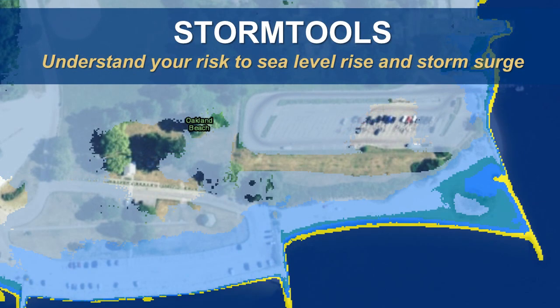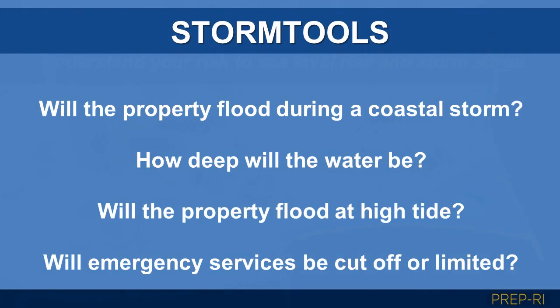Storm Tools is an online mapper that covers Rhode Island's 400 miles of coastline, illustrating coastal flooding from sea level rise scenarios, as well as sea level rise combined with different types of coastal storm events. These maps help us understand risk to sea level rise and storm surge and show if a property will flood and how deep the water may be at that location during a coastal storm.